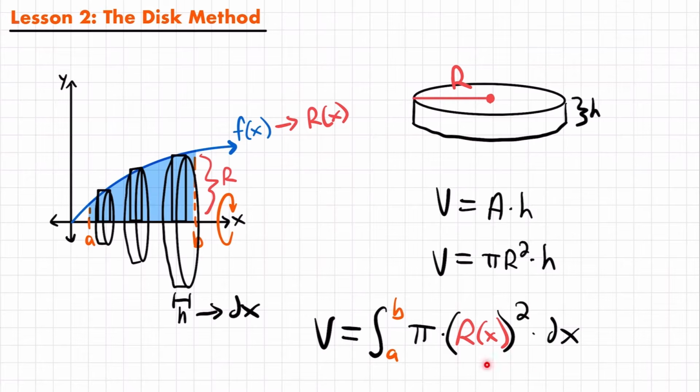Okay, so this is the formula for the disk method when we are looking to calculate the volume of a solid of revolution when the region is revolved around the x-axis, but we could also come up with a similar formula for when we want to revolve a region around the y-axis. And so let's take a quick look at that next.